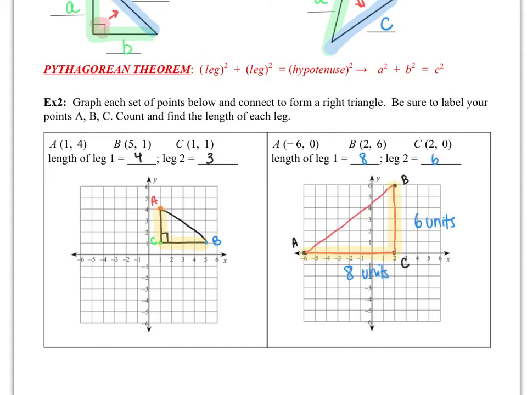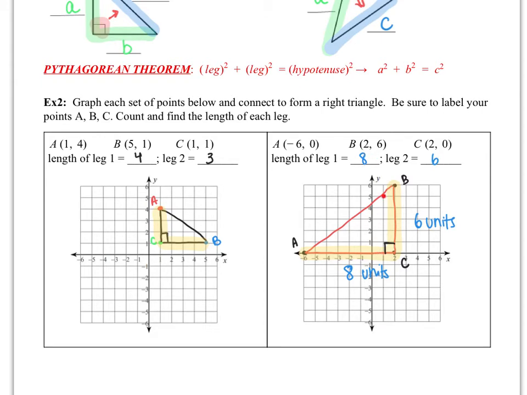So when I plotted point A, I went to the left 6 spaces and up 0. For point B, I went to the right 2 spaces and up 6, and for point C, I went to the right 2 and up 0. When I connected these points, I got my right triangle with my right angle being here, because that's where my vertical segment and my horizontal segment meet. The legs are the segments BC and AC, and so BC was 1, 2, 3, 4, 5, 6 units long, and AC was 1, 2, 3, 4, 5, 6, 7, 8 units long.